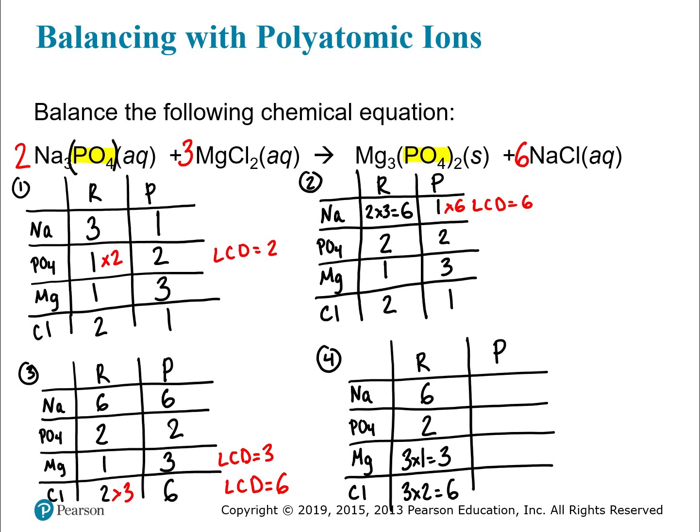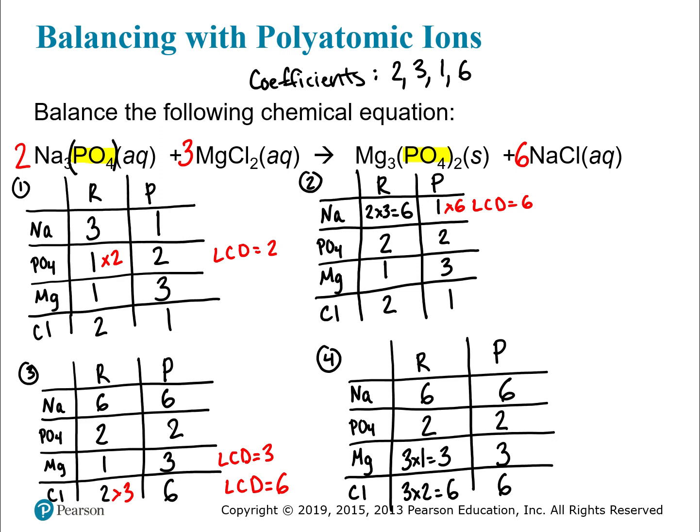The other side should be the same, but always double check and make sure. We've got 3 magnesiums, 2 phosphates, 6 sodiums, and 6 chlorines. Everything matches up, so we're good to go. That means our coefficients, in order from left to right, are 2, 3, 1, and 6.